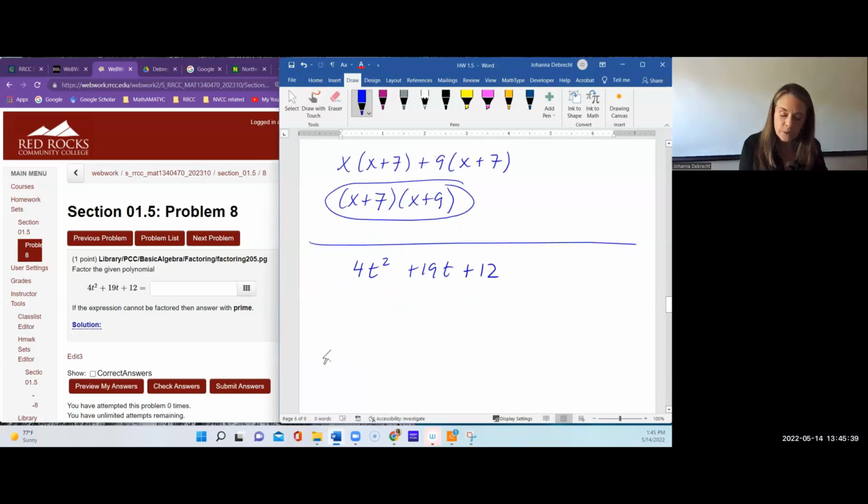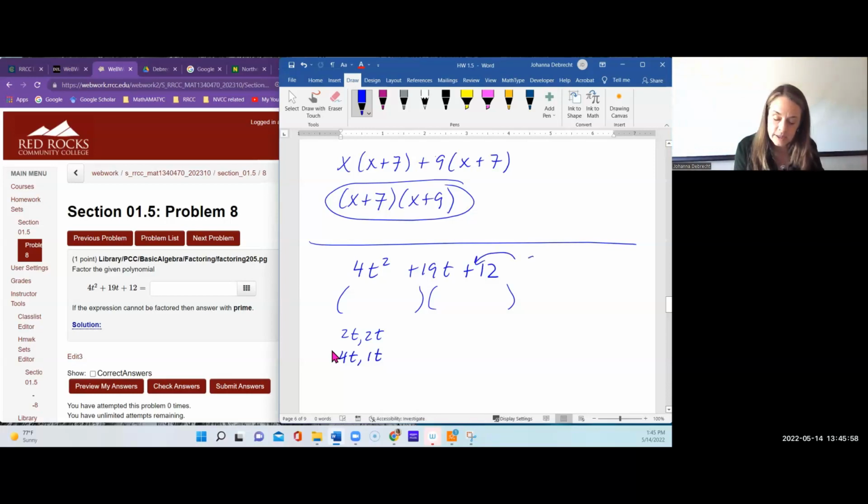So what I'm going to do now in the trial and error method is I have to figure out how to split up the 4t squared. It could be 2t and 2t, or it could be 4t and 1t. What about the 12 at the back? This is a plus. That tells me that they have the same sign. And this is a plus, which tells me they're both going to be plus signs.